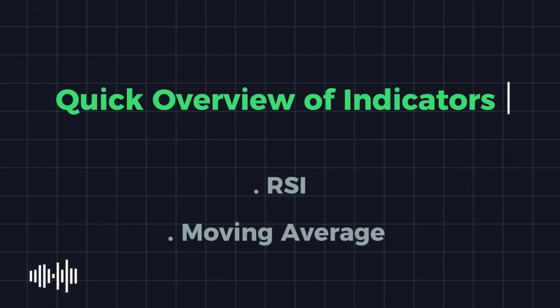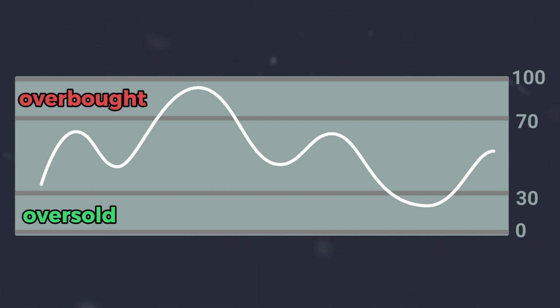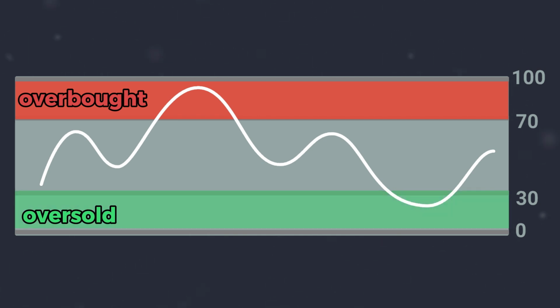Quick overview of indicators. RSI. The Relative Strength Index, or RSI, measures the momentum of price changes. It ranges from 0 to 100 and is typically used to identify overbought and oversold conditions. Readings above 70 suggest the asset might be overbought. Readings below 30 suggest it might be oversold. It's a fast-moving indicator, ideal for short-term traders who want to catch quick shifts in momentum.